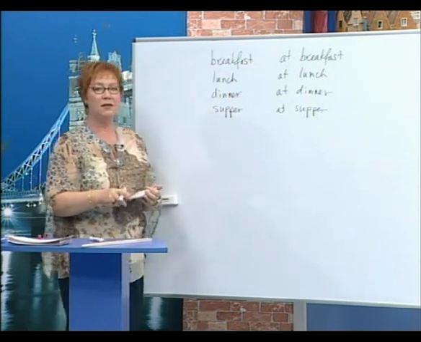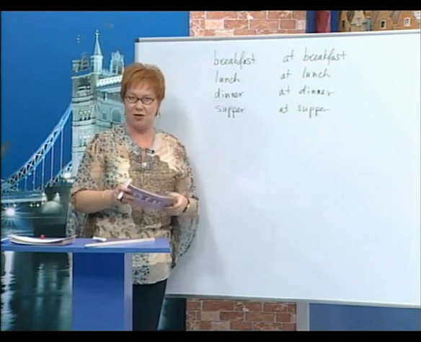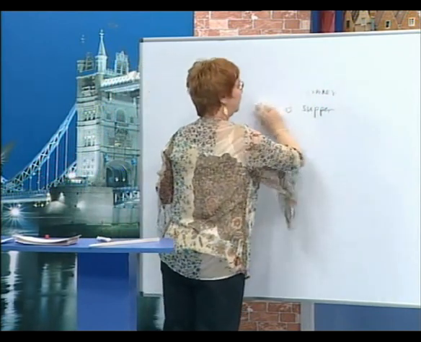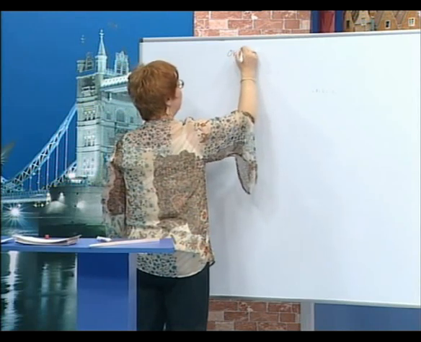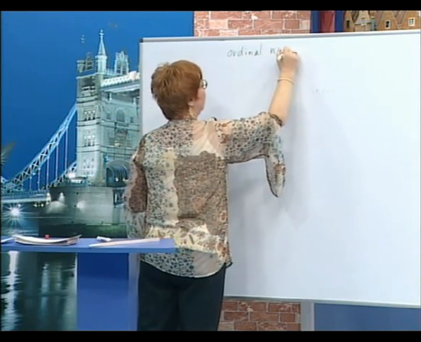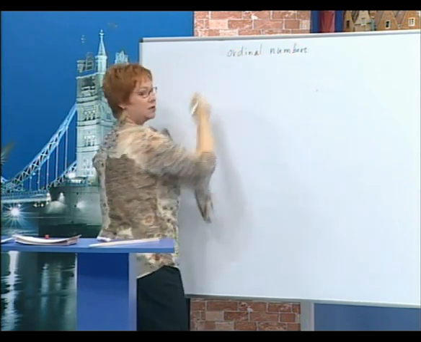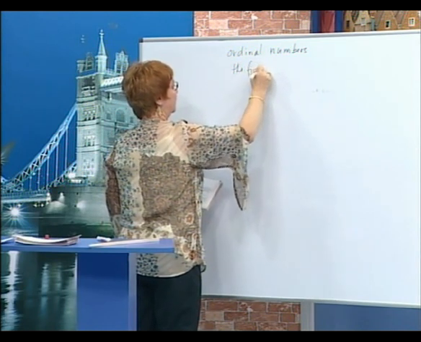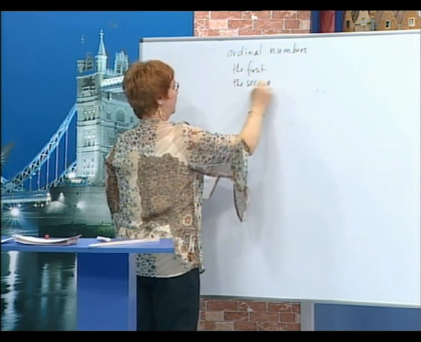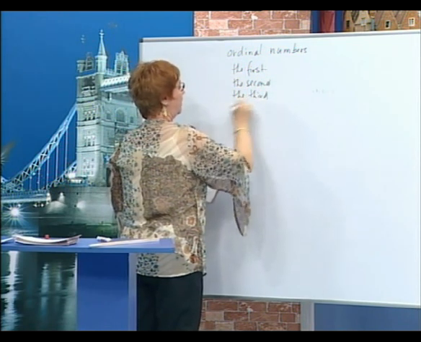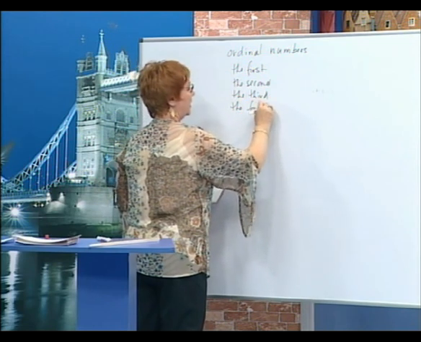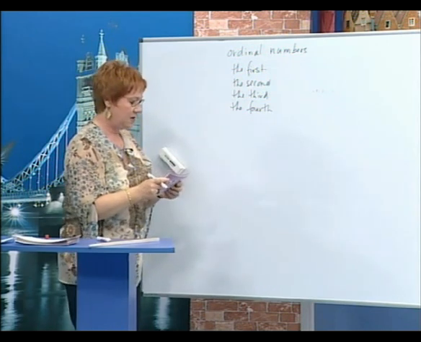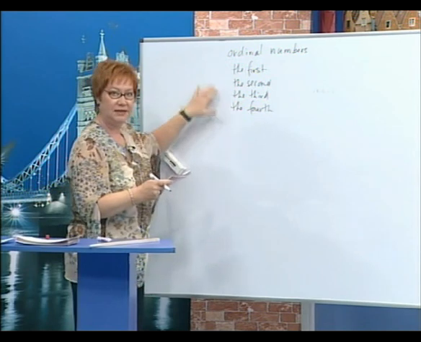Okay, now, also, when we talk about dates, we use ordinal numbers. Now, we saw these before. And remember that ordinal numbers are the ones that show the order. Okay, so we have, for example, the first, the second, the third, the fourth. Okay, so because we're talking about the order of days in a month here. Now, we usually use the, so the first.